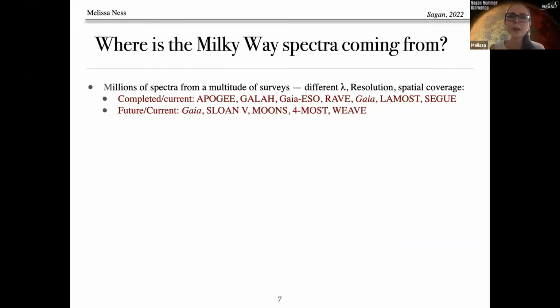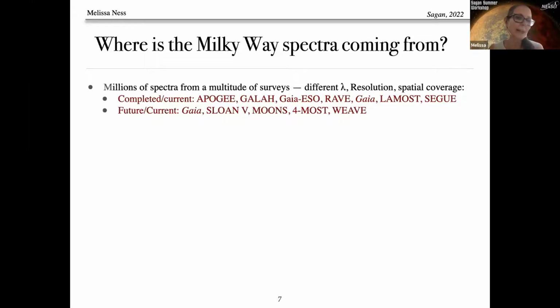So where are all of the Milky Way spectra coming from? I just want to pause on this for a moment. The millions of spectra that I'm talking about, a complement to Gaia, are coming from a lot of different surveys. These surveys are at different wavelengths, different resolutions, and different spatial coverages, and they have different scientific goals. You may have heard of surveys like APOGEE, GALAH, Gaia-ESO, RAVE, LAMOST and SEGUE, and of course Gaia has spectra, and there's a whole lot more surveys coming online. So we're continuing to invest in this path of collecting all of these spectra for stars in our galaxy.